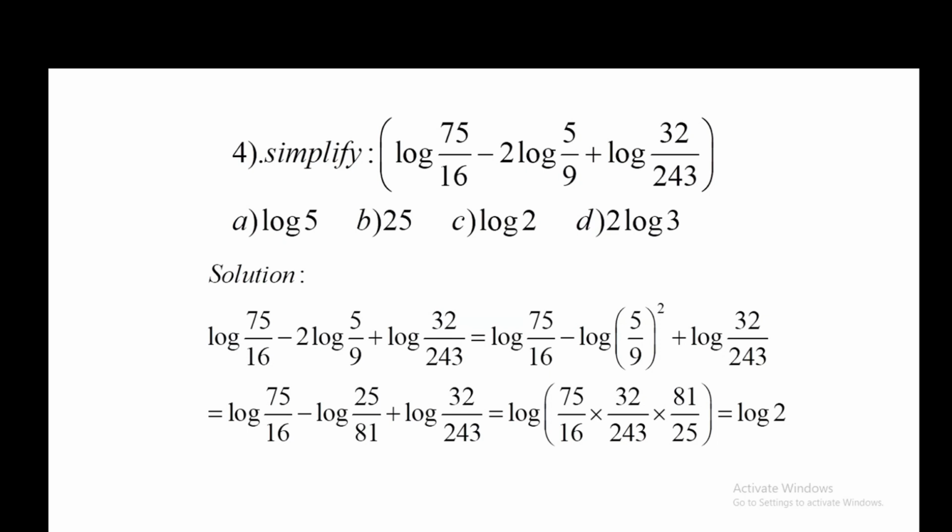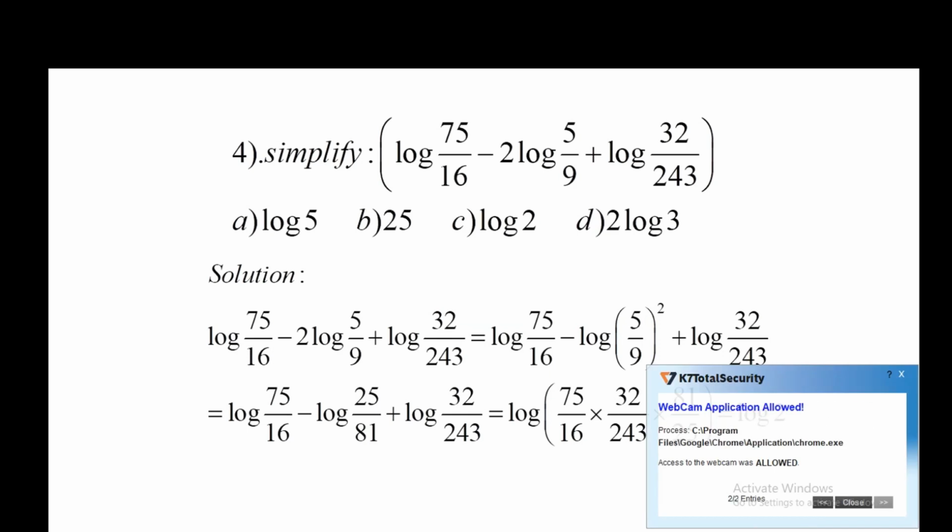Right. Log of m to the power n, that is the concept we have used here. So the solution: log of 75 by 16 minus 2 into log of 5 by 9 plus log of 32 divided by 243, equals log of 75 by 16 minus log of 5 by 9 whole square plus log of 32 by 243.